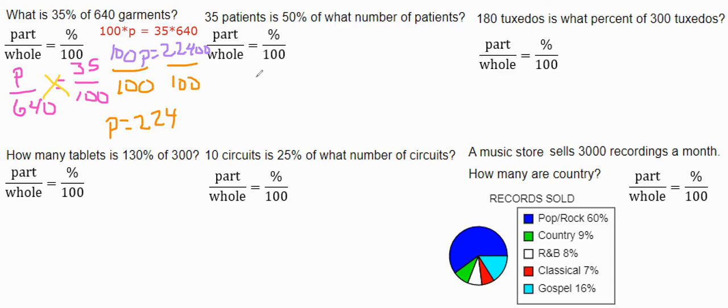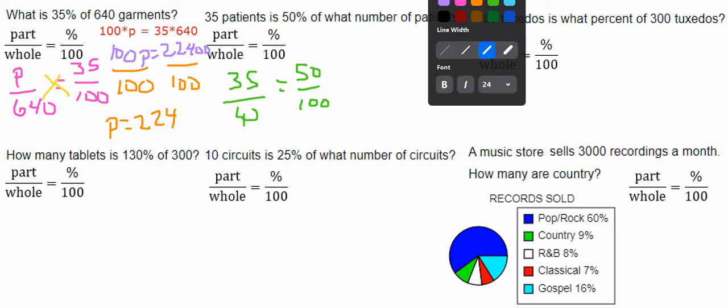35 patients is 50% of what number of patients? Well, in this case, we're looking for the whole. 35 is part of something, so we're going to have 35 over W. We don't know what W is. We don't know what the whole is. And we have 50 over 100.